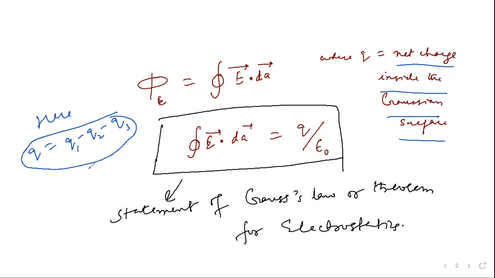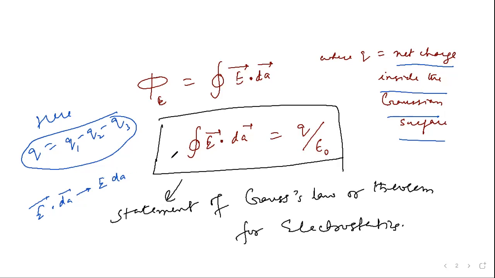Our priority is to select a Gaussian surface in such a way so that this E dot dA reduces to EdA. How is that possible? If the electric field and area vector are everywhere parallel, the angle between them is 0, cos 0 is 1, then this E dot dA will reduce to EdA. So I have to select my Gaussian surface in such a way that this dot product reduces to EdA.